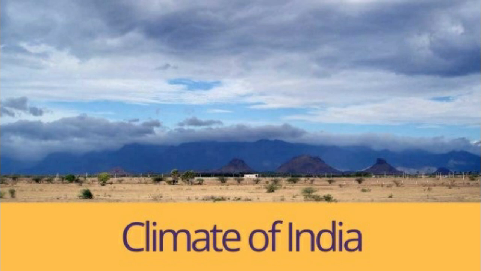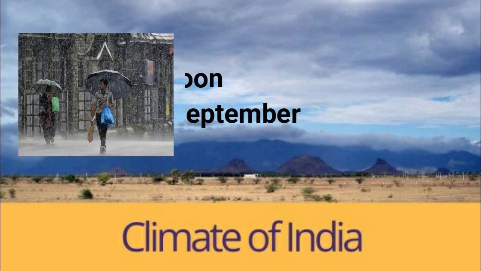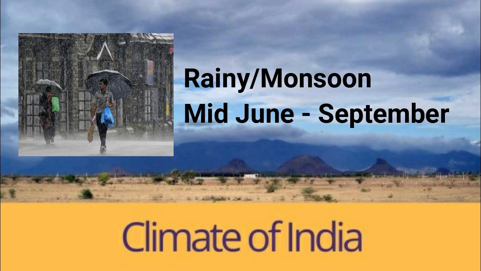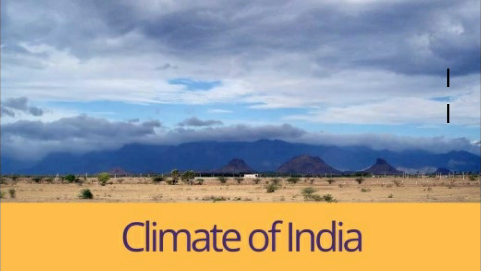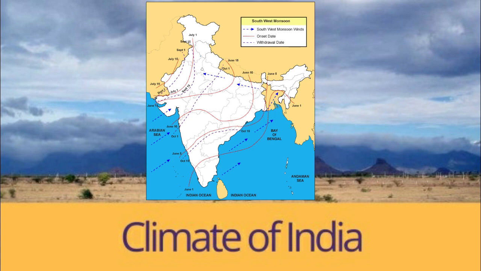Next is the monsoon season or the rainy season, which starts from mid-June and lasts up till September. The southwest monsoon winds carrying rain clouds blow from the Arabian Sea and the Bay of Bengal. At the southern tip of India in Kerala, the monsoon clouds bring rain and relief from summer. By July, the entire country experiences rain.